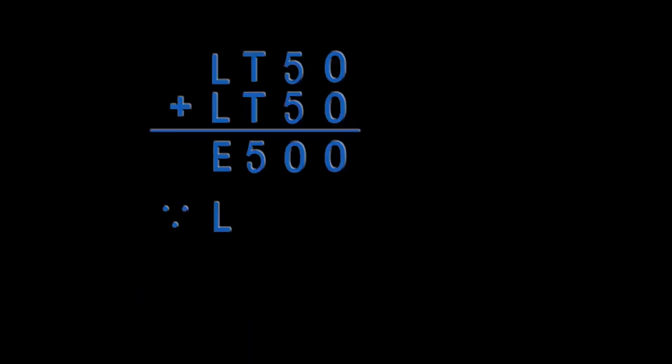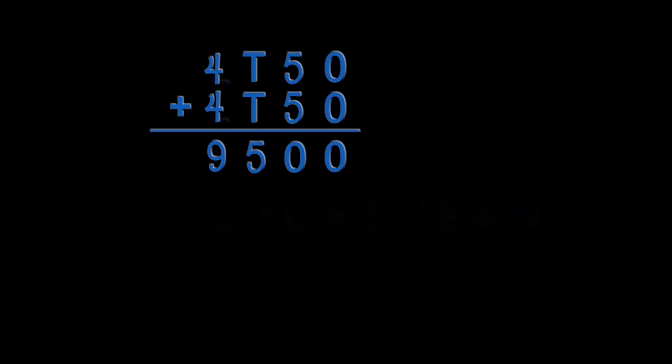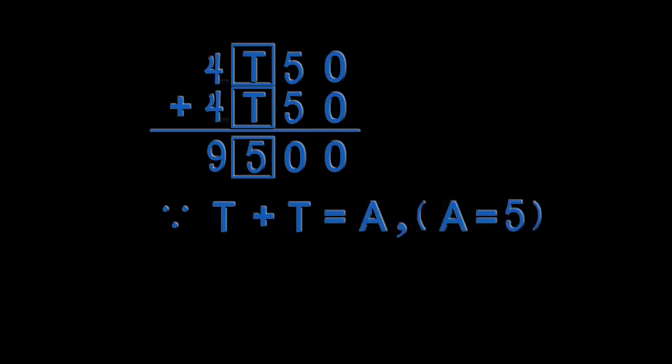Using E as 9, the result of the sum of L and L is an even number. Also, 1 is carried forward from the hundreds column to the thousands column. When the result of L plus L is equal to 9 minus 1, L is 4. Previously, we found that T may be 2 or 7. Since 1 is carried forward from the hundreds column to the thousands column, if T is 2, 2 plus 2 is equal to 4. The result doesn't make sense. Therefore, T is 7 and not 2.